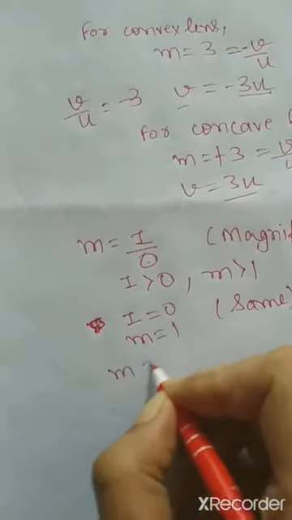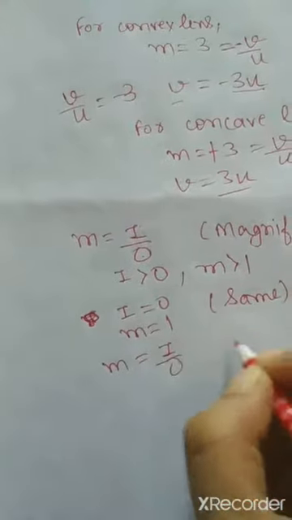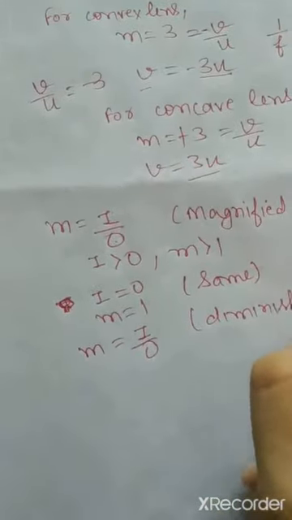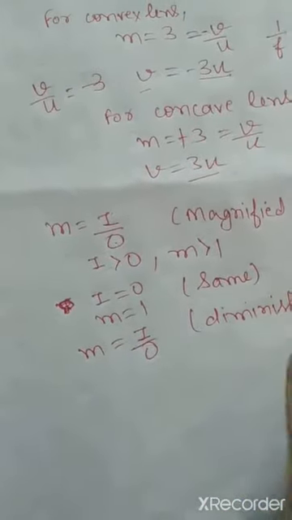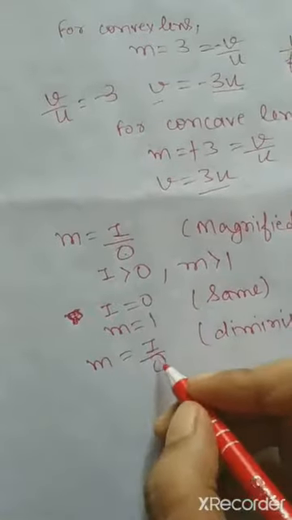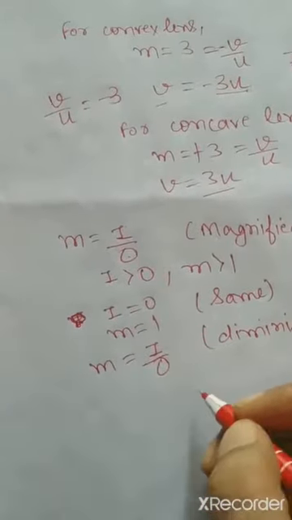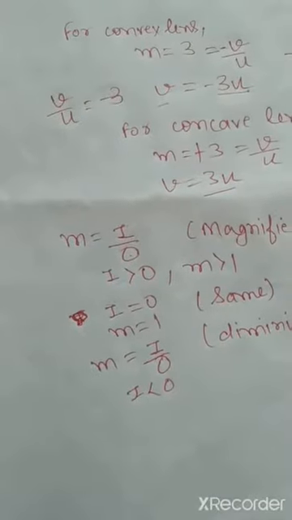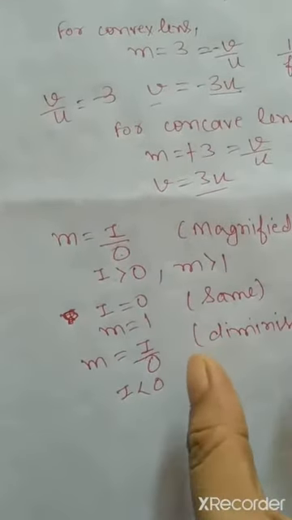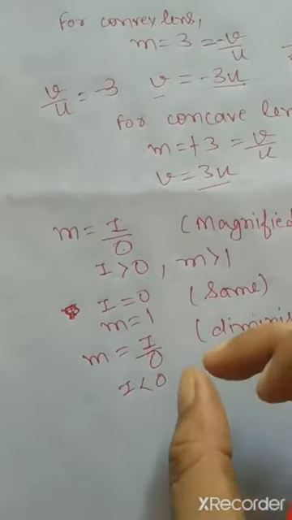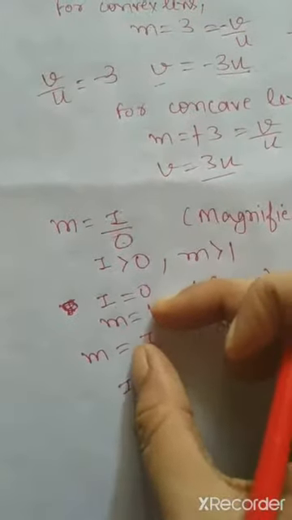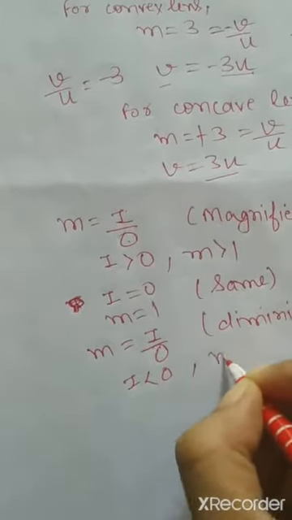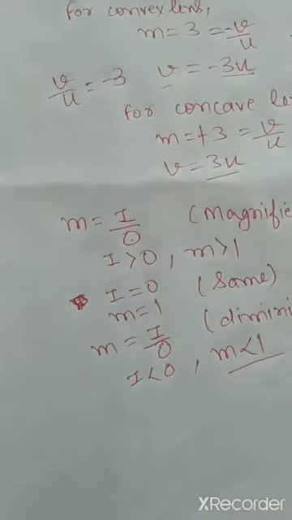Third case, when you have a diminished image. Diminished means smaller than the size of the object. That means I is smaller than O. So when the length of the image is smaller than the length of the object, I is less than O, in that case what will we get? m less than 1. Clear?